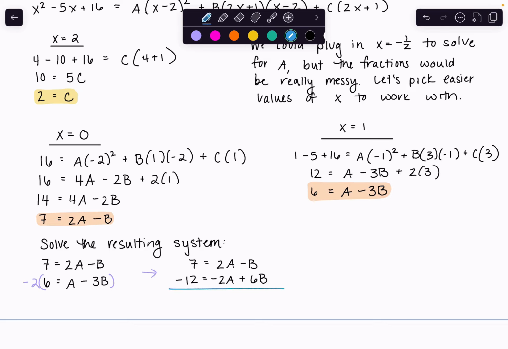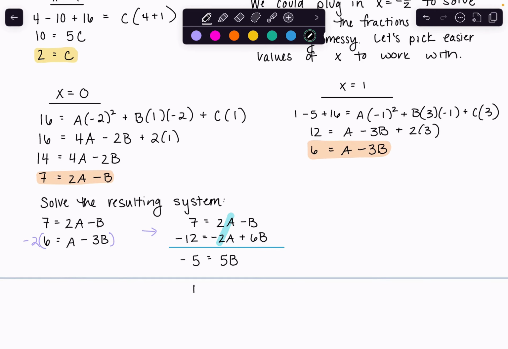And then we go ahead and combine these, and that makes our a's cancel. So 7 minus 12 gives me -5, and then minus b plus 6b gives me 5b. So immediately that tells me my value of b is -1.